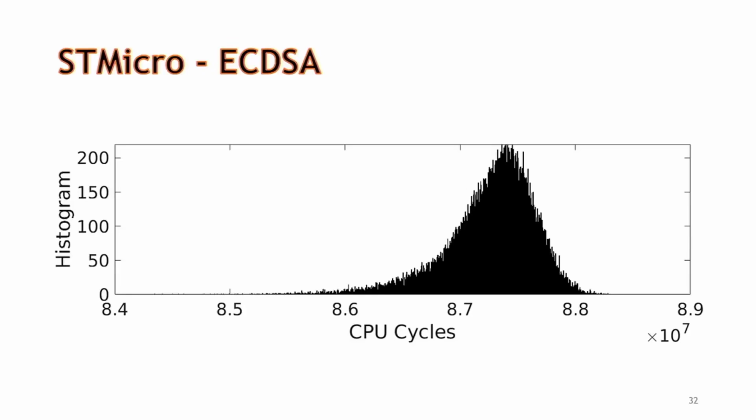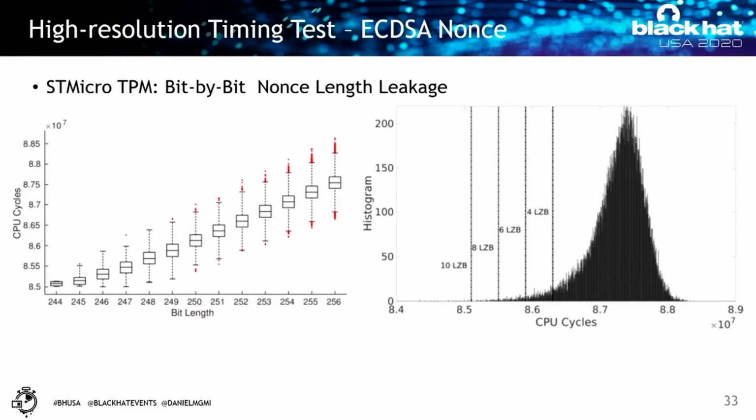And here is the histogram we drew for the timing behavior of STMicroelectronics. Even though at first glance it looks like a balanced Gaussian distribution, we have more samples on the left side, and that gave us an idea that this may also have a timing behavior. So we looked at the nonces again, and we realized this is a very similar vulnerability compared to the Intel fTPM ECDSA operation.